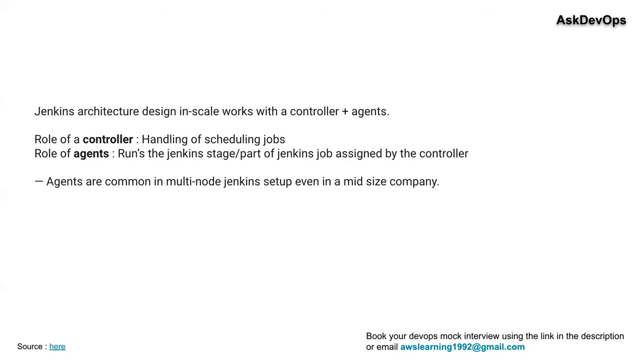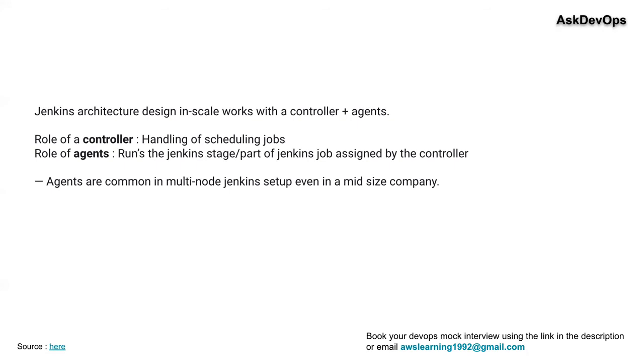When we speak about scaling up Jenkins running on multiple machines, then we have to bring in a concept called controller and agent. The role of a controller is handling the scheduling of the jobs. Its main work is scheduling your CI/CD jobs. The role of agents is to run those jobs. Agents are common in a multi-node Jenkins setup in any mid-size company. Nobody will have Jenkins running on one EC2 instance because it cannot scale.